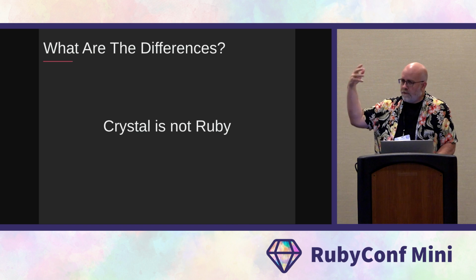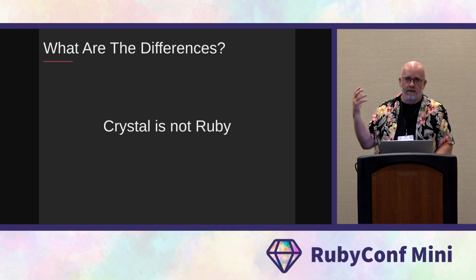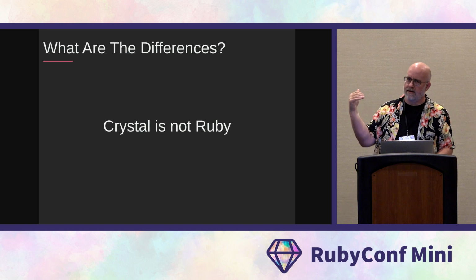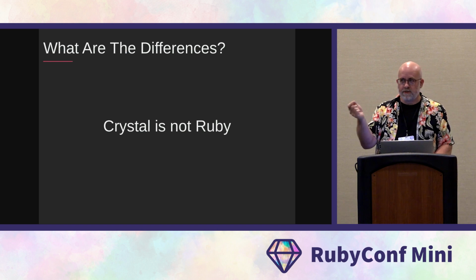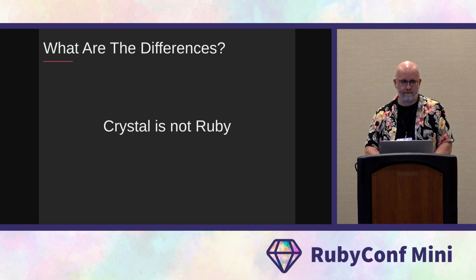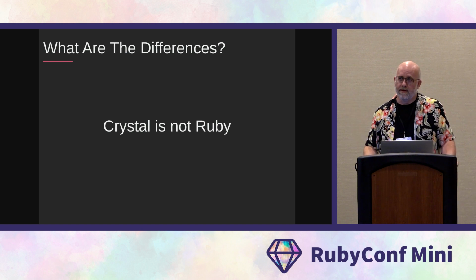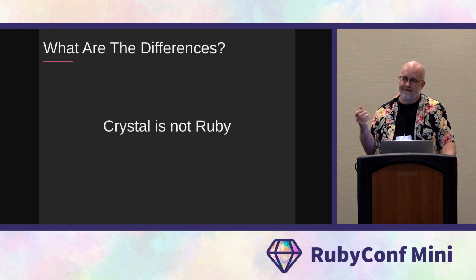So I'm going to go through really quickly what the differences are between Ruby and Crystal at a very high level. And again, if you have questions about anything that I say, interrupt me. This is a conversation if you want it to be a conversation. The first thing I want to say is that while Crystal looks a lot like Ruby, and in fact there is a lot of Ruby code that you can just throw the Crystal compiler at and it'll build it and run it, Crystal isn't Ruby. There's some significant differences.